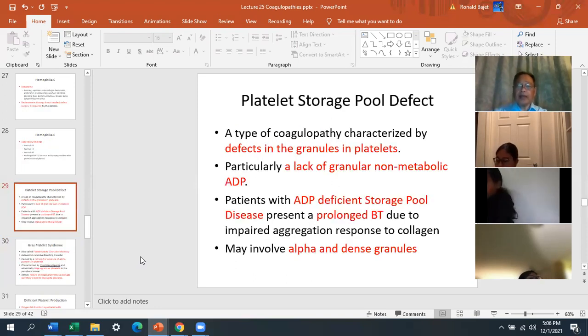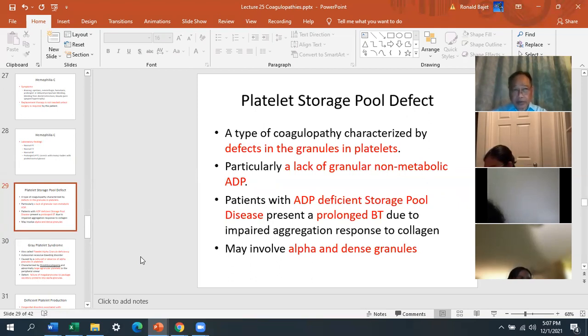All right, platelets. Platelet storage pool defect. This is a type of coagulopathy characterized by defects in the granules of platelets. So you can have a normal platelet count, but the platelets are not functional because the granules are defective. Particularly, there's a lack of granular non-metabolic ADP in these platelets. The patients with ADP deficient storage pool disease will present with a prolonged bleeding time. So you'll have a normal platelet count, but your bleeding time will be abnormal.